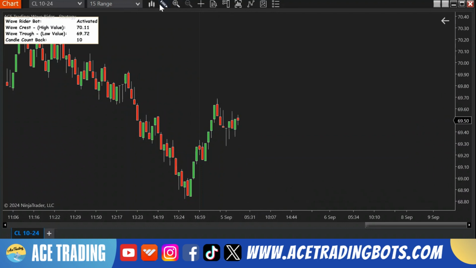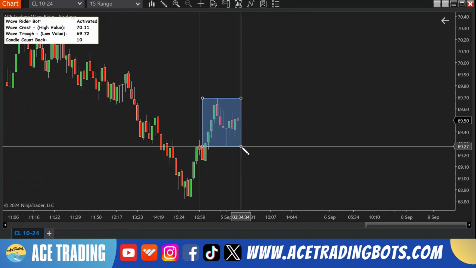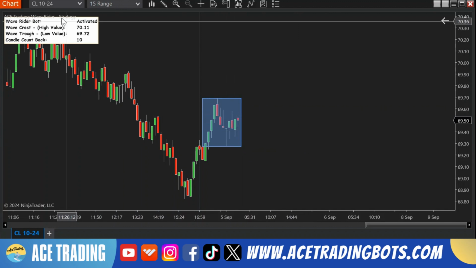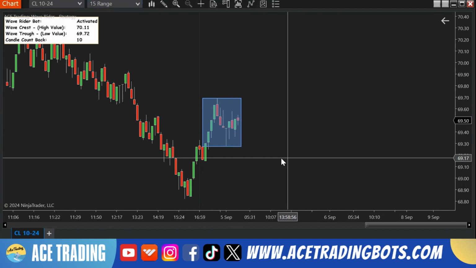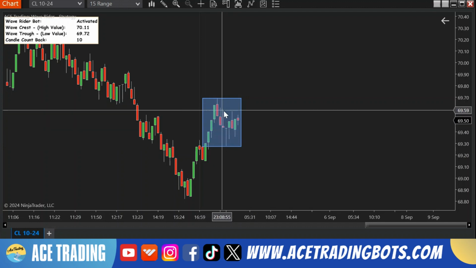So let me just draw on the chart here a rectangle showing you the accumulation of price. Okay, so we have a range that has formed here, a bit of consolidation. I'm using crude oil and a 15 range chart. So price has bounced up, come down, and it's kind of hanging around here.